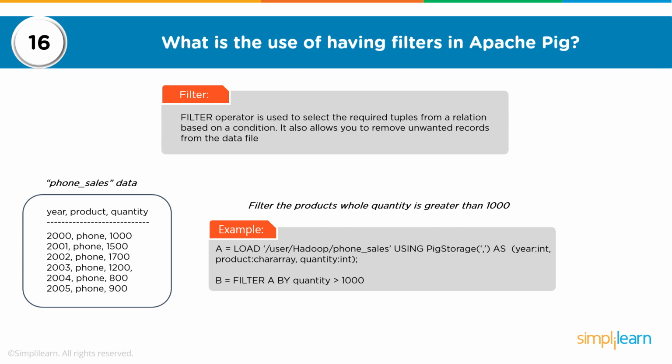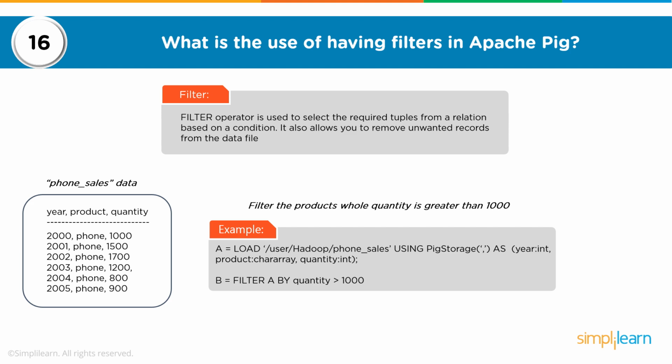What is the use of having filters in Apache Pig? Now, say for example, I have some data which has three fields: year, product, quantity, and this is my phone sales data. So the filter operator could be used to select the required values from a relation based on a condition. It also allows you to remove unwanted records from a data file. So for example, filter the products where quantity is greater than 1000. So I see that I have multiple rows where the quantity is greater than 1000, such as 1500, 1700, 1200. So I could create a variable called a.